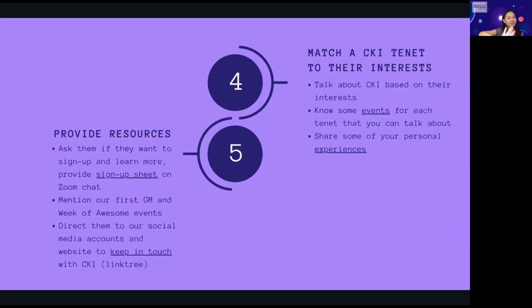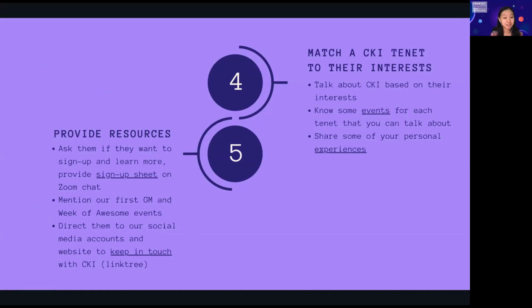So number five, provide resources. So now they've gotten an understanding of what Circle K is, and they're interested. So this is definitely the time when you could drop the sign up link, so that they can learn more about our club.